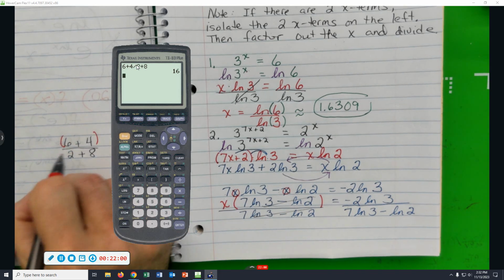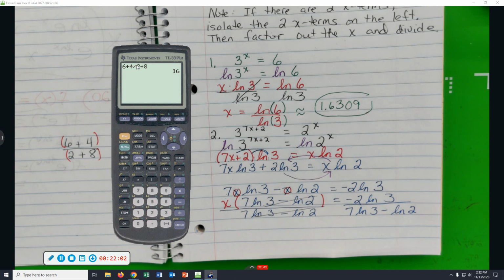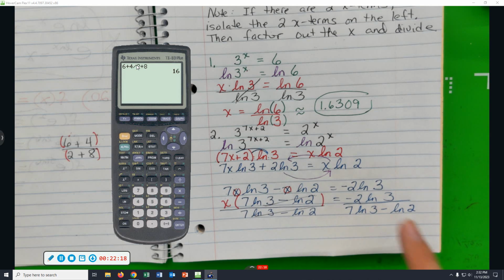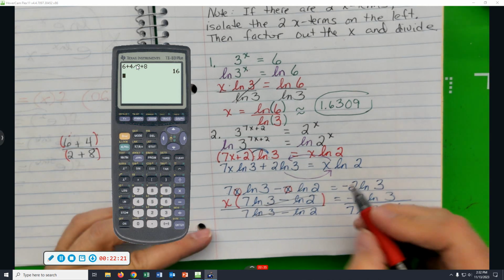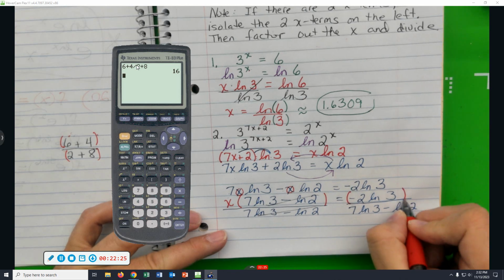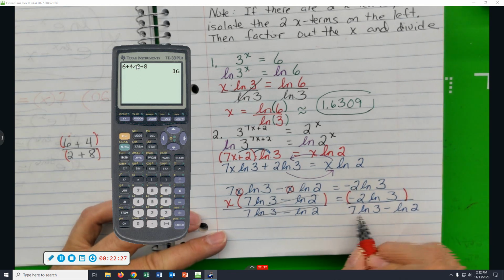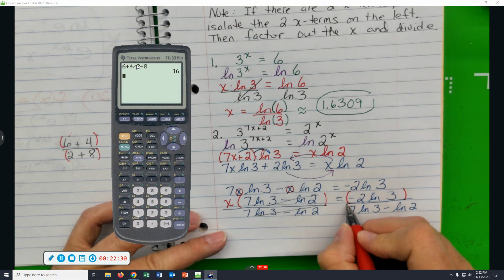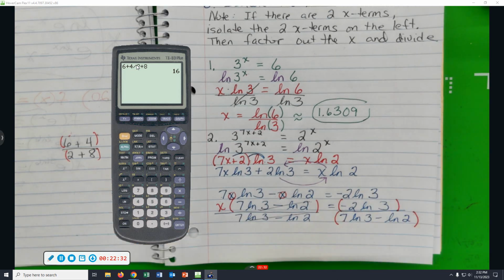You need parentheses. If you're punching in a fraction that has more than one number on the top, that top needs to be put in parentheses. The same thing for the bottom. If you have more than one number on the bottom, put it in parentheses. This thing right here is going to be kind of messy to punch in. There's 2 numbers on top, so I've got to have that in parentheses. There's, oh gosh, what do I see? 3 numbers on the bottom. That needs to be in parentheses.